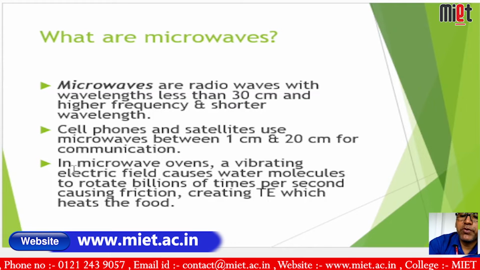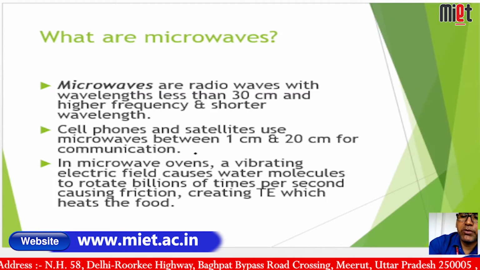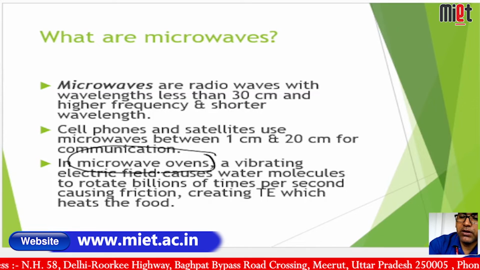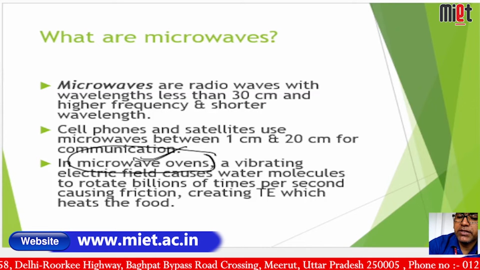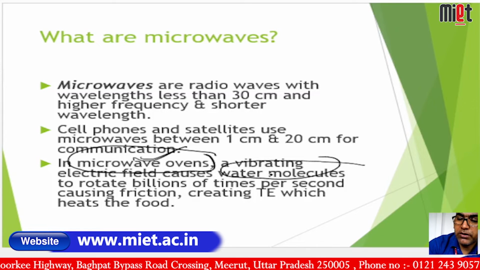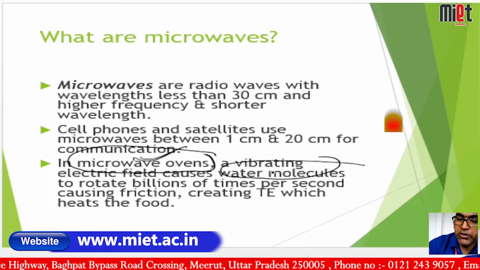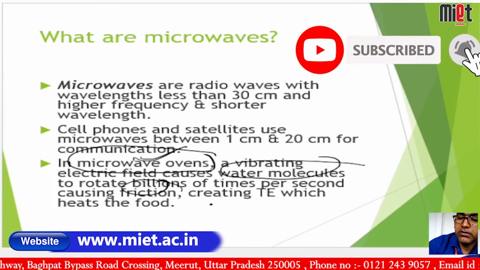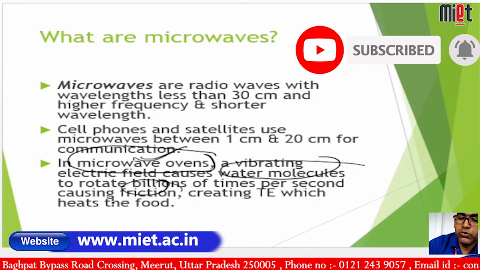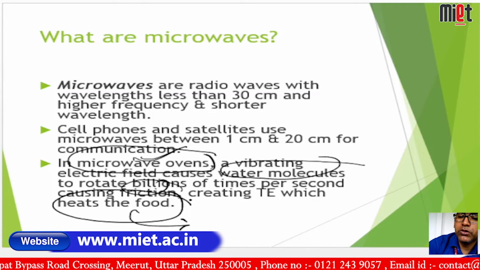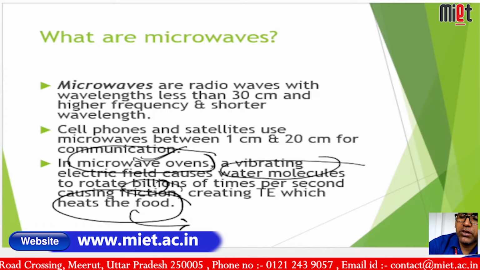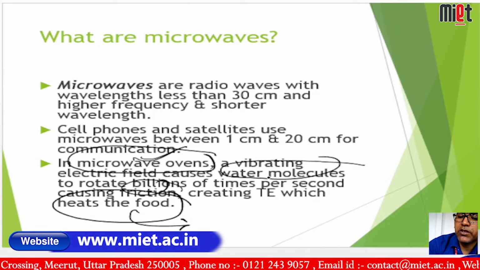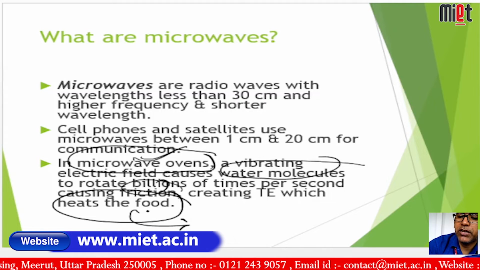Also, microwave ovens use microwave signals. Microwave ovens are used in the kitchens of households. In this oven, basically high frequency signals cause water molecules to vibrate, and vibrating water molecules, due to friction, give rise to heat, and that heat is used to cook the food. So in this way, microwave ovens work. The electric field will give rise to the vibration of water molecules, and the water molecules due to friction will give rise to heat, and that heat will cook the food.